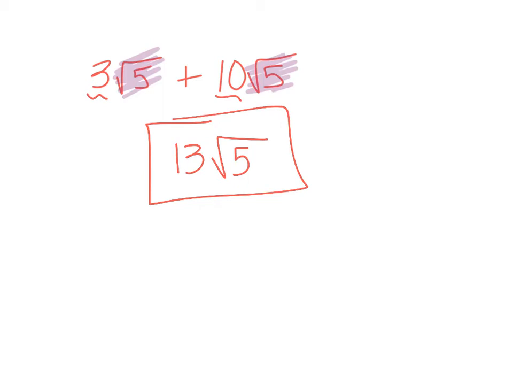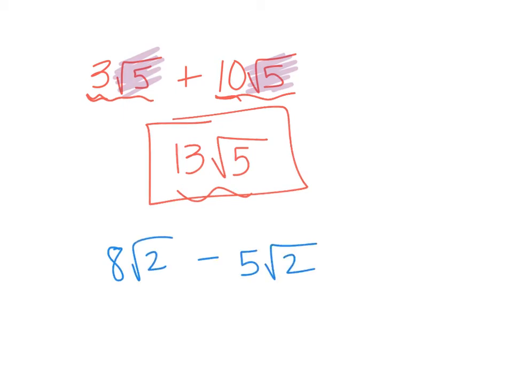Now, if you want to check this, you could grab your calculator and actually type this in and type this in and see if you get the same as this. You will. Okay, let's try another one. What if I had 8 times the square root of 2 minus 5 times the square root of 2. So again, they have the same radicand inside here, okay? So this is the same, so I can actually just subtract them.